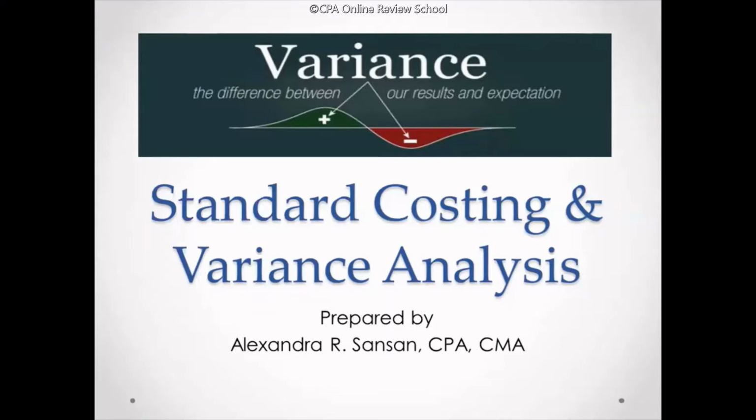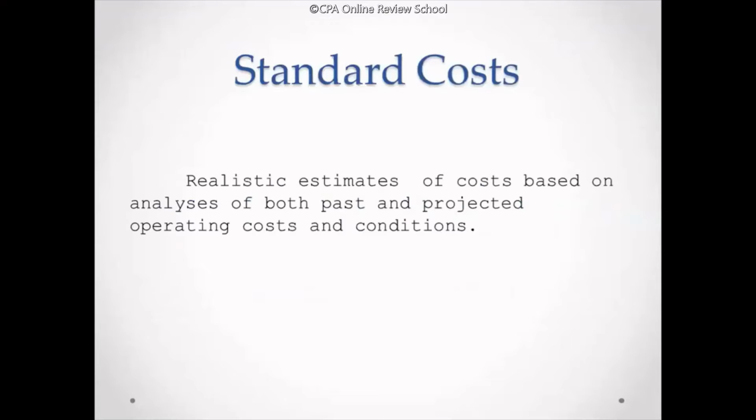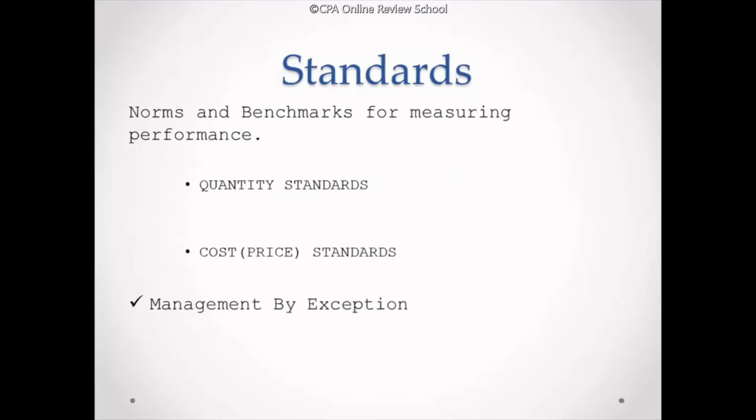So number one, your actual cost, yung actual na nagastos mo, versus yung dapat lang sana, or yung standard cost mo. Now, the cost that should have been incurred is called your standard cost. And on your screen, makikita nyo kung ano ba si standard cost. These are actually your realistic estimate of cost based on analysis of both past and projected operating cost and conditions. So, meaning, ine-estimate mo siya. So, si standard mo, these are actually your norms or your benchmarks to do your measuring of performance.